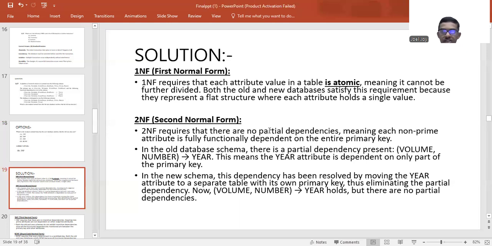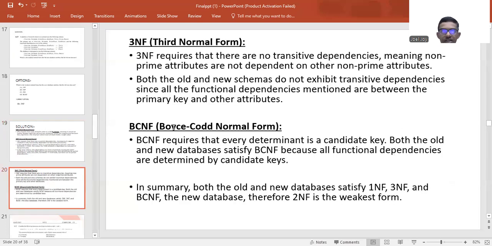in which it states that there are no partial dependencies, meaning each non-prime attribute is fully functionally dependent on the entire primary key. And in the second point, it basically states that in the old database schema, there is a partial dependency present. Volume and number gives year. This means the year attribute is dependent on only part of the primary key.